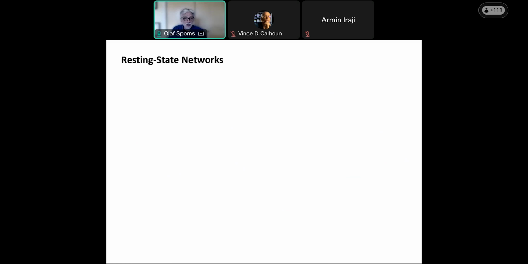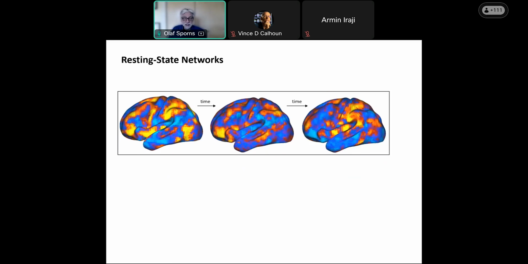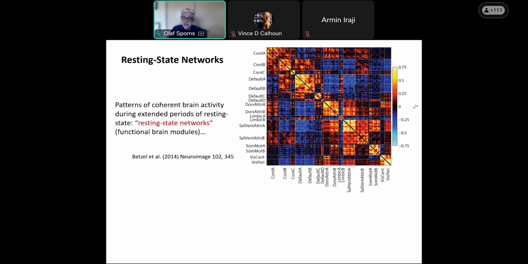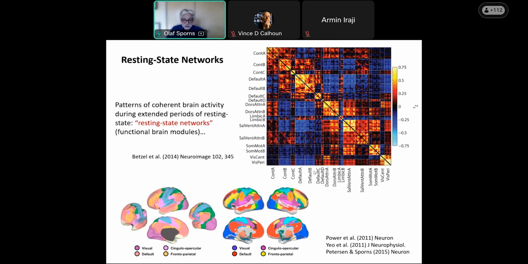As you all know, we're building resting state networks by taking individual frames of a resting state scan, computing a cross-correlation matrix, and then clustering it, where the modules that we get are recognizable systems that now have names such as default mode, dorsal attention, limbic, motor, visual, and so forth, reliably found across individuals, across different studies.